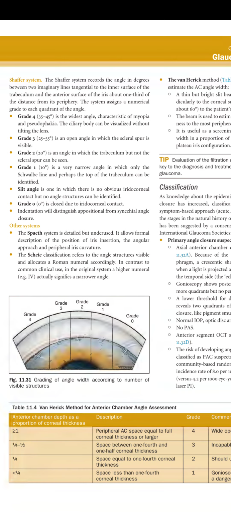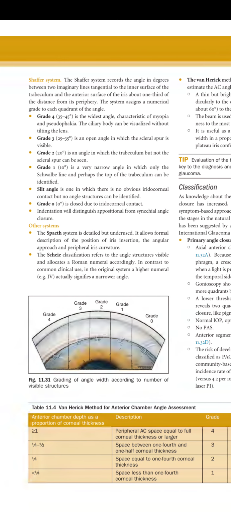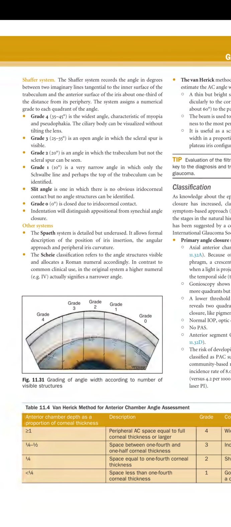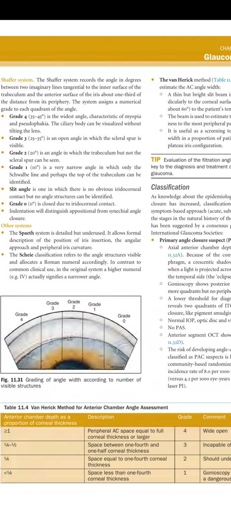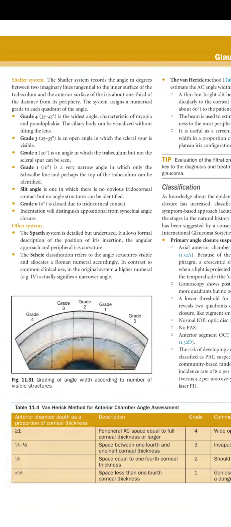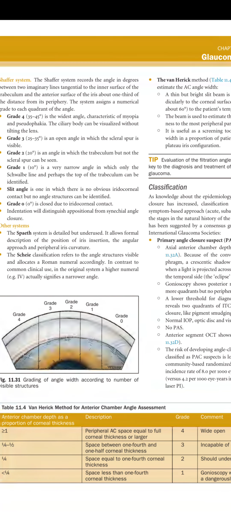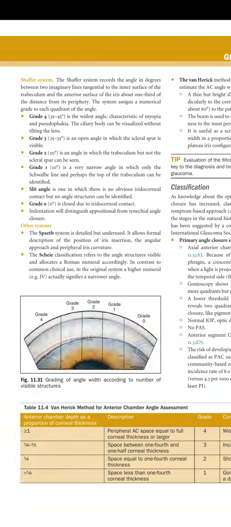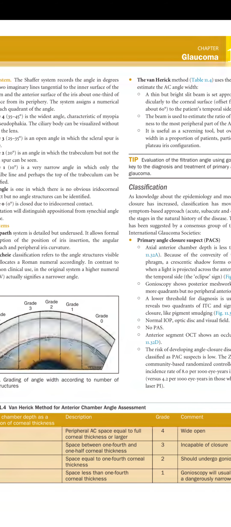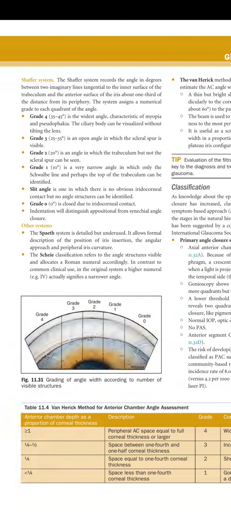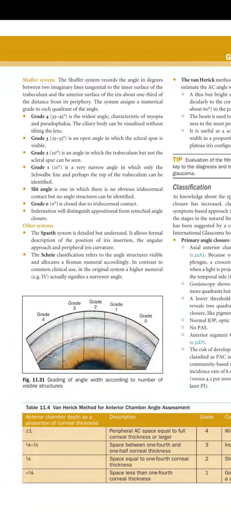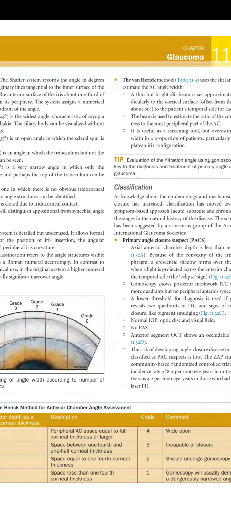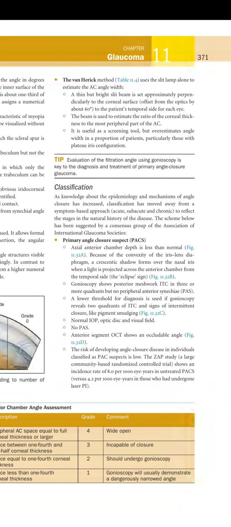If the peripheral iris space equals the full corneal thickness or larger, then it is grade 4 and wide open. If the space is between 1/4 and 1/2 of the corneal thickness, it is grade 3, incapable of closure. If the space is equal to 1/4 of the corneal thickness, it is grade 2, and should undergo gonioscopy. If the space is less than 1/4 of the corneal thickness, it is grade 1, and gonioscopy will usually demonstrate a dangerously narrow angle.